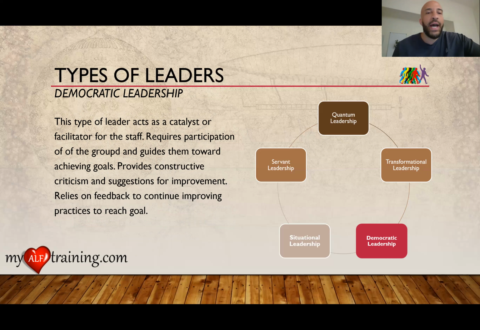Okay, so our next type of leadership style is democratic leadership, almost like the democracy that we live in in America. This type of leader acts as a catalyst or a facilitator for the staff, and requires participation of the group and guides them towards achieving goals. Also provides constructive criticism and suggestions for improvement, but relies heavily on feedback to continue improving practices to reach the goal.